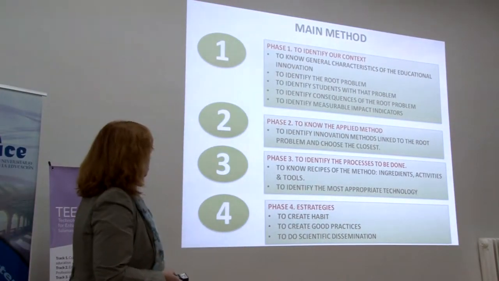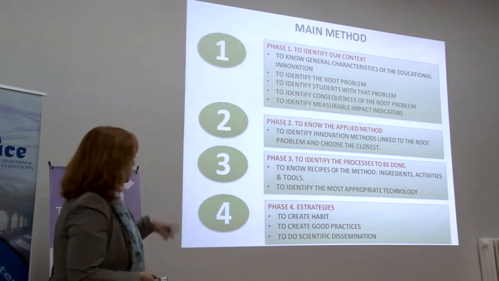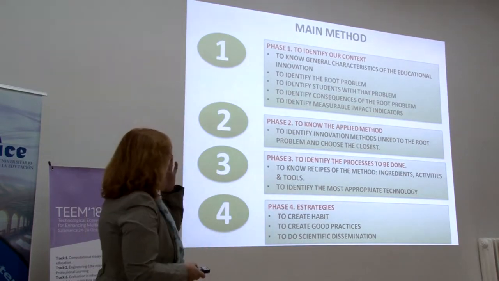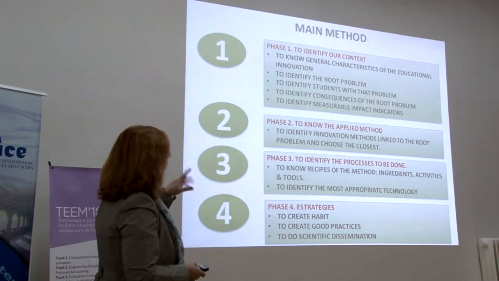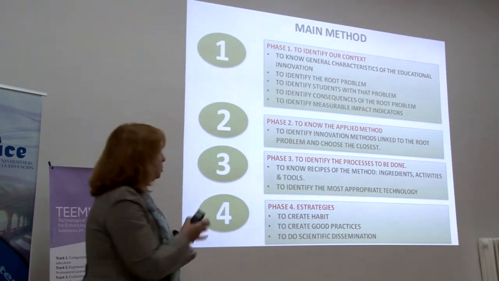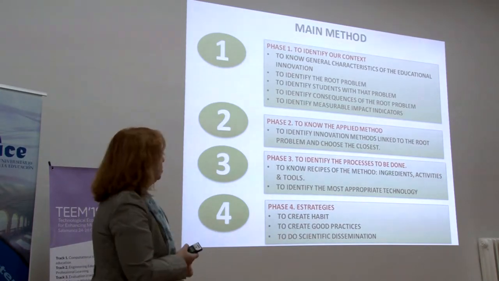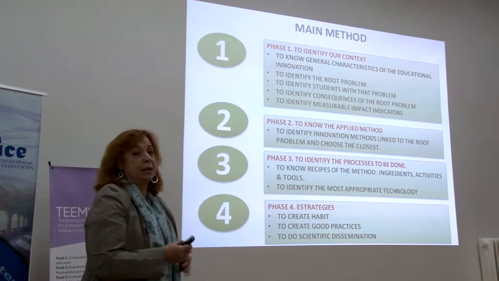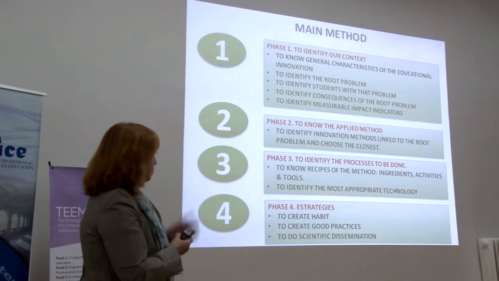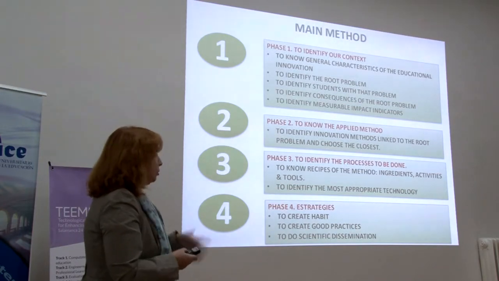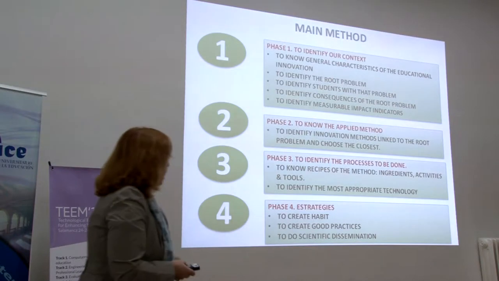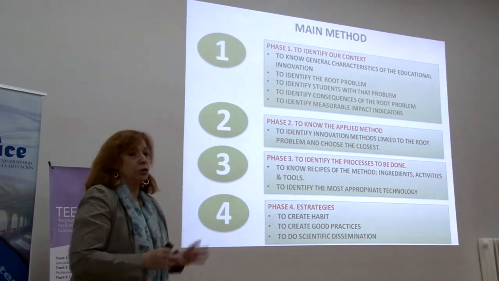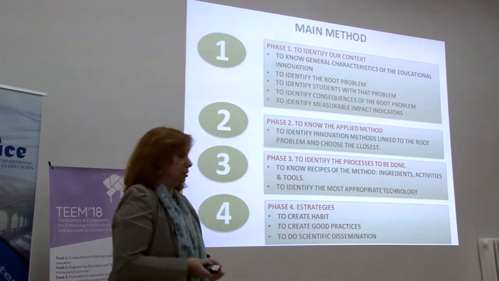We propose a method called MAIN. It's divided into four phases, and it helps teachers to do innovation in the experience. The first phase is to identify the context and the root problem for the innovation, what students have those problems, and the impact indicators, to decide which impact indicators to measure, and to know the applied method most adequate to this innovation. Then identify the processes, I mean ingredients, activities, tools, and of course what technology will be most adequate to that innovation.